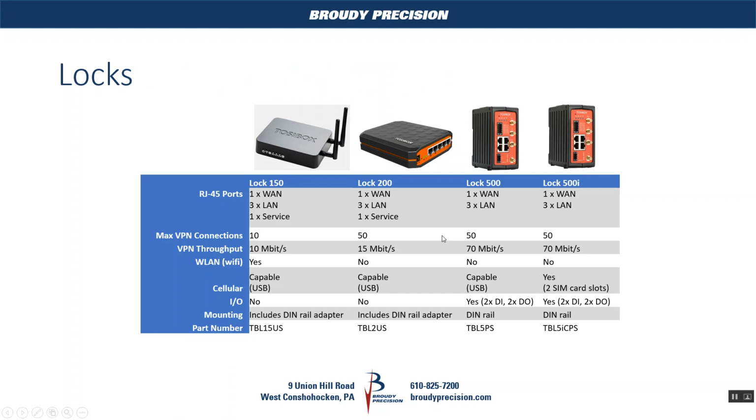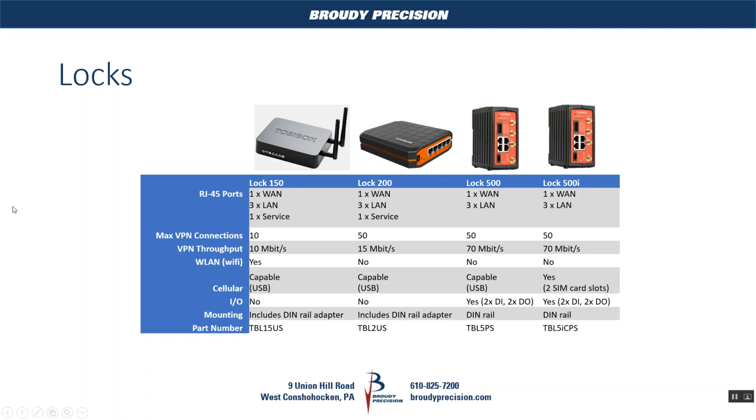So if we take a look at our options for our locks, we've got 4 different options, and you can see the lock 500 and the 500i are basically the same thing with the exception of their cellular. The lock 500i has a cellular card built in. You just supply the SIM card from the carrier that you want to use.